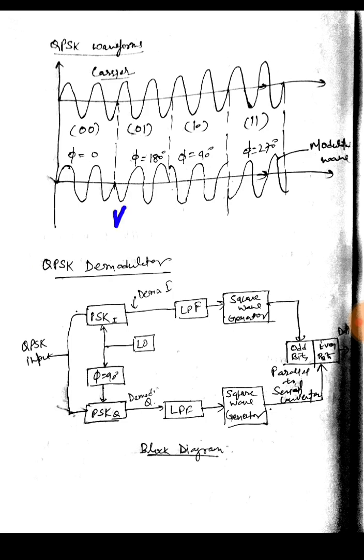Here is a phase shift of 180 degrees. If we get 1 0, then there will be a phase shift of 90 degrees, as you can see, and if we get 1 1, then there will be a phase shift of 270 degrees. So this is how we get the quadrature PSK modulated wave, in which we have 4 phases to represent our carrier signal. So this is the demodulator of quadrature phase shift keying.